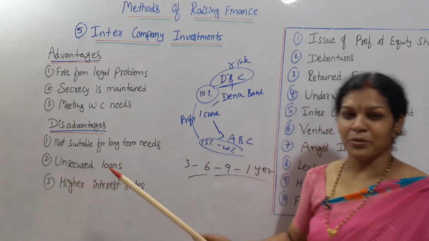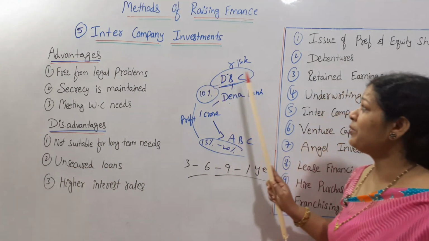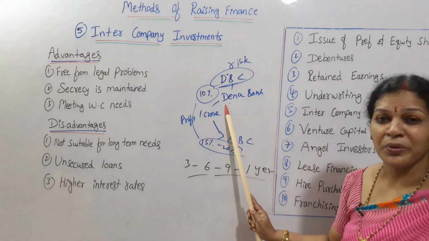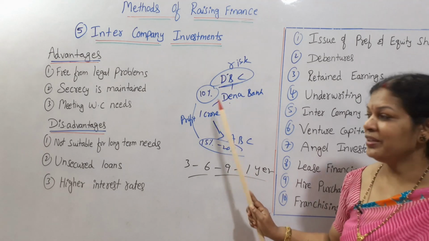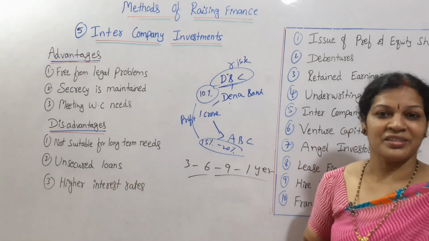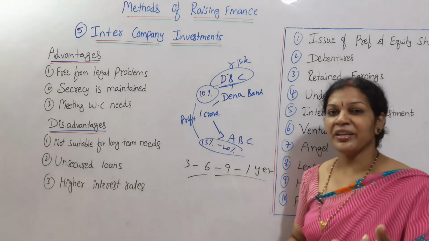And also they are unsecured loans. There is no security, it is purely risk. The risk depends on the company that is going to put in their investment. So that is why there is no security. It is unsecured loans. The risk is on the company that is putting in their investments.